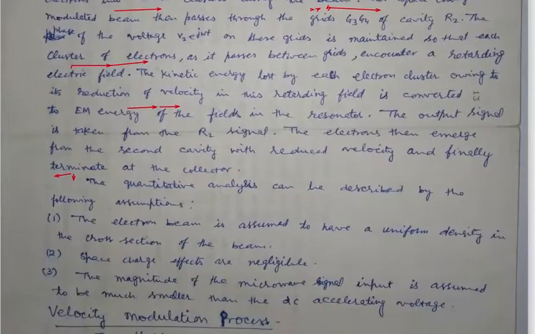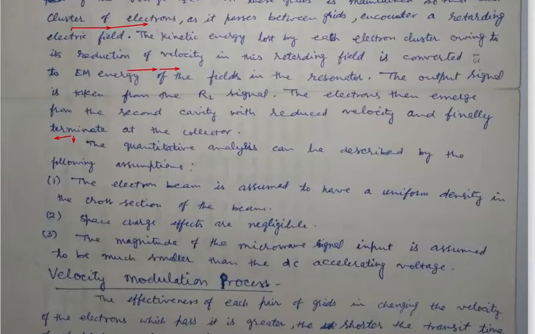The quantitative analysis can be described by the following assumptions. The first assumption is that the electron beam is assumed to have a uniform density in the entire cross section. Second, space charge effects are negligible. And third, the magnitude of the microwave signal input is assumed to be much smaller than the DC accelerating potential.